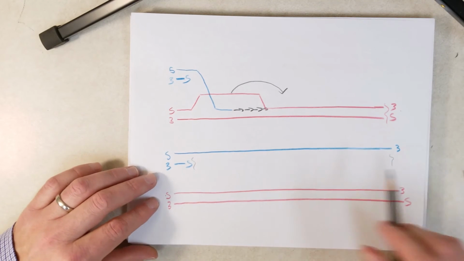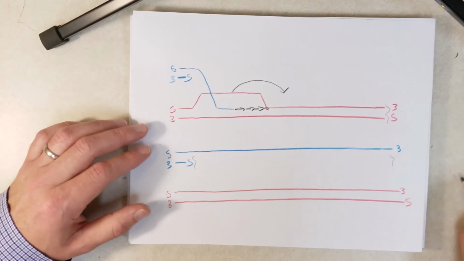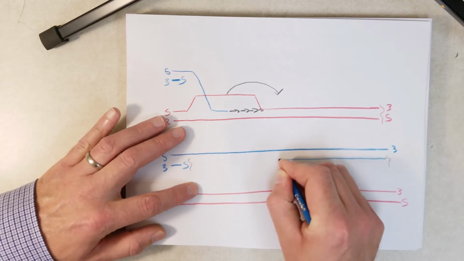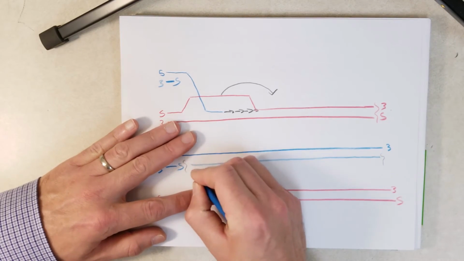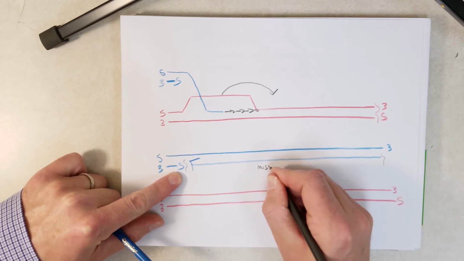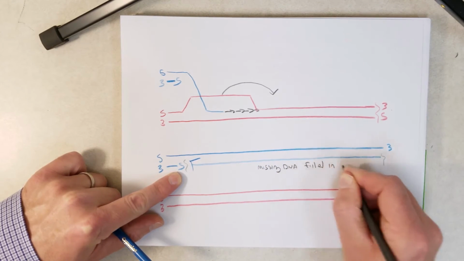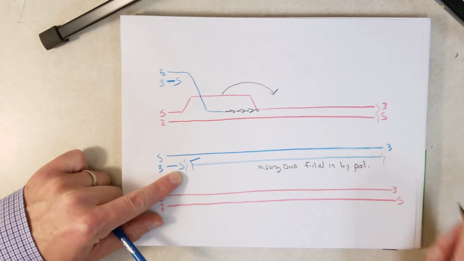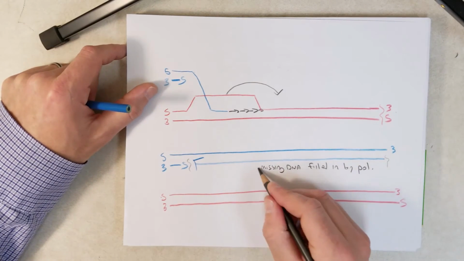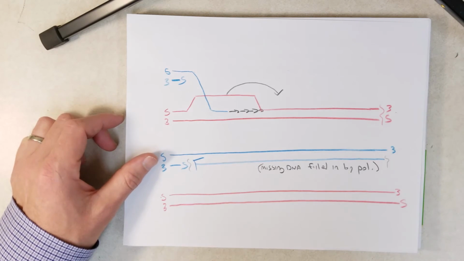Okay, so that's essentially break-induced replication. Let me fill this in here. We'll say missing DNA filled in by polymerase. Okay, so that is break-induced replication repair.